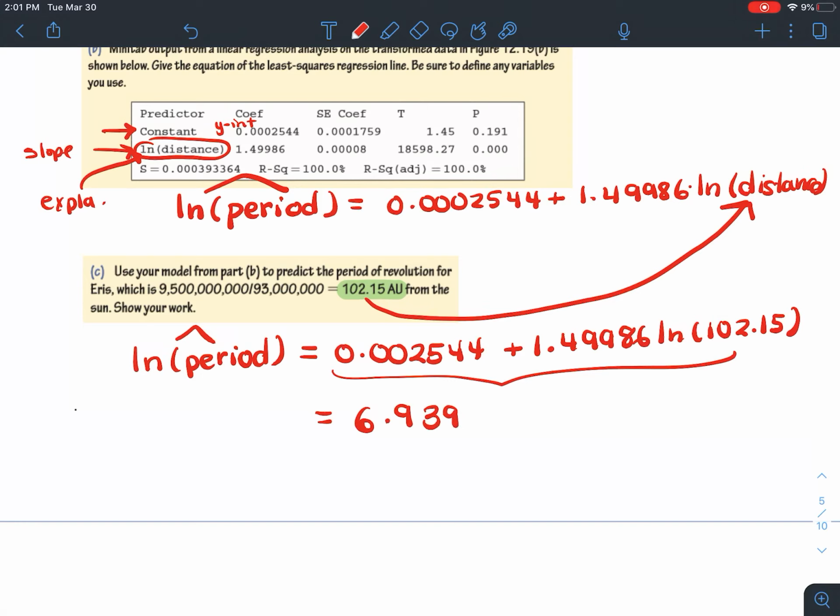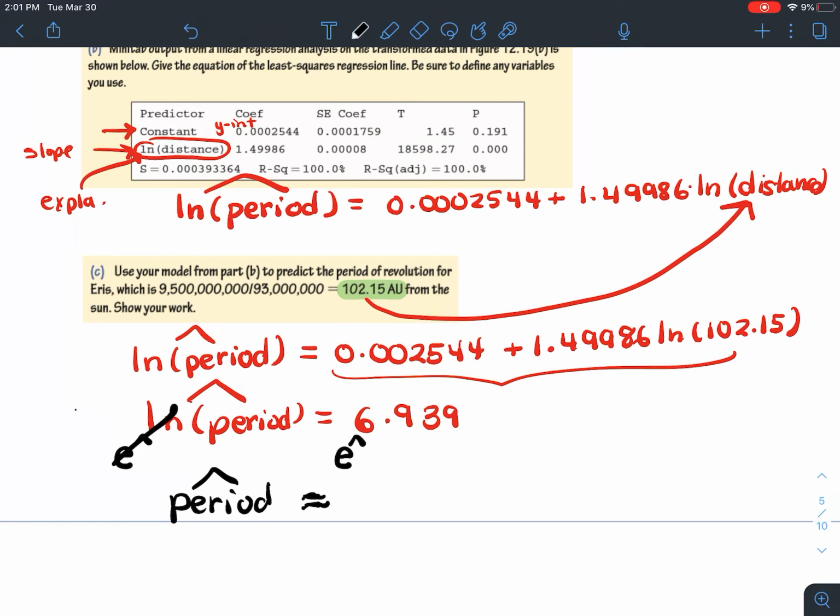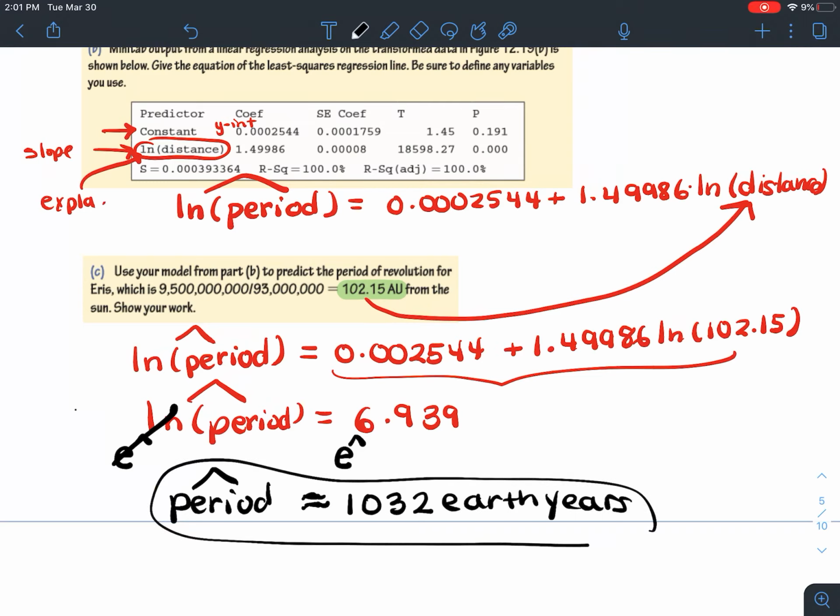That's going to make the number on the right side 6.939. Now keep in mind we need to solve this for just period, not natural log of period. Remember, natural log is a log with a base e, so I'm going to raise e to the left side as the exponent and do the same thing to the right. That's going to cancel out the natural log, leaving me with just the predicted period, which gives us an answer of approximately 1,032 Earth years. That's how long it takes for that planet, Eris, to make one complete revolution.